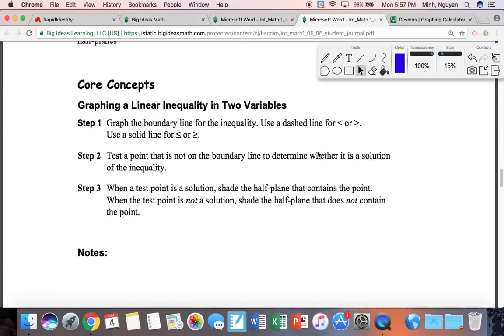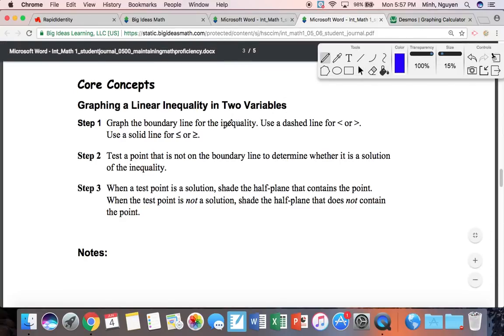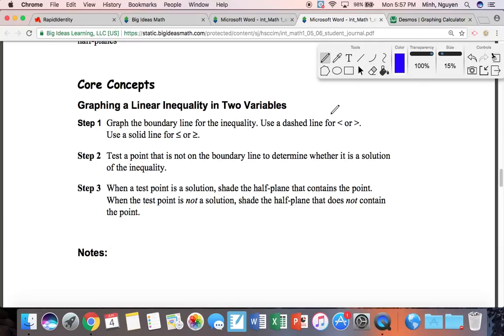So, step one, they just listed out, graph the boundary line for the inequality. This is really simple. You basically treat it like an equation and you make a line. However, if there is just a less than or a greater than sign, you'll use a dashed line, so it will look like that. That's dashed. Use a solid line when there is an equal sign. So an easy way to visually understand this is when you see the equal sign, then your line will also be solid. If not, then it will not be a solid line.